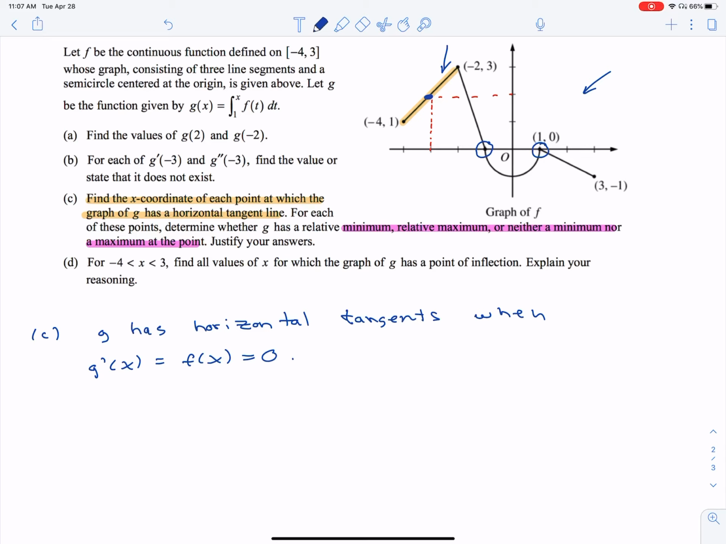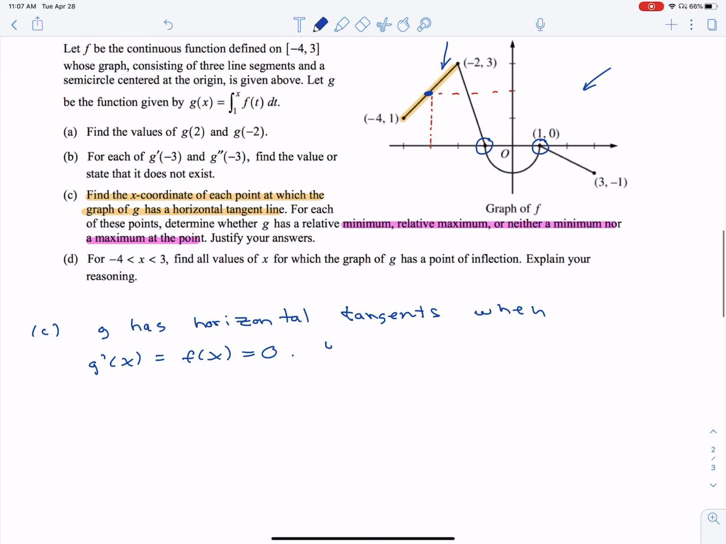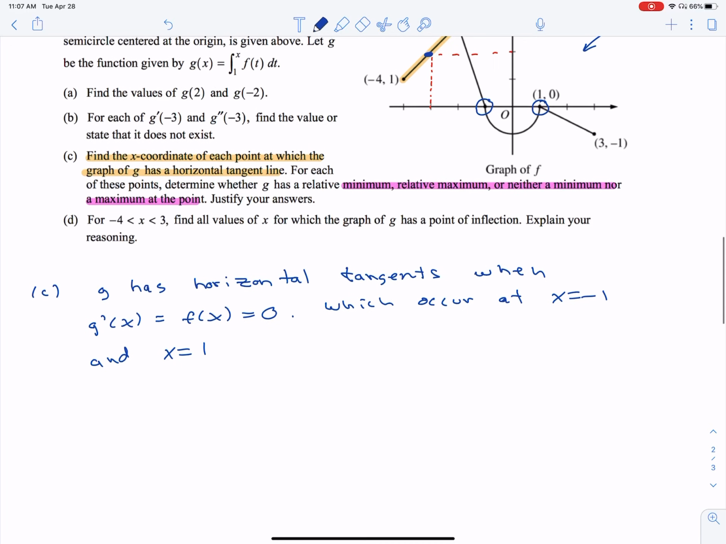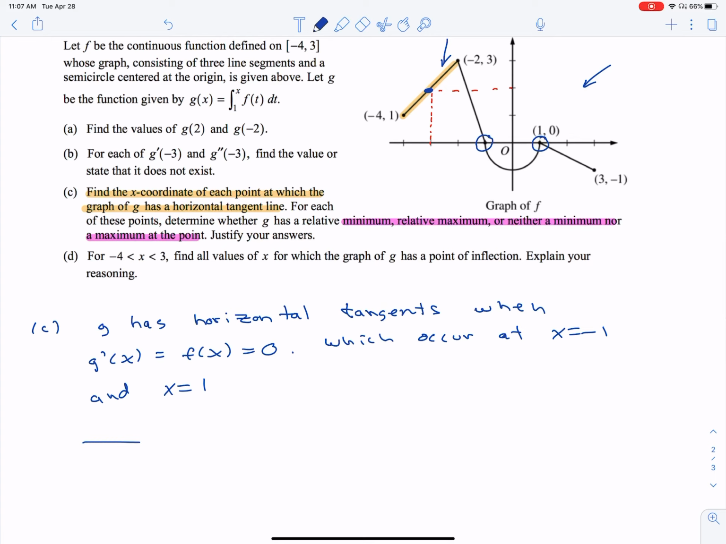So those two places are, let's see, how about, let's say, I want to just sound smarter. So I'm going to say, which occur at x equals -1 and x equals 1. Okay, orange highlighted part taken care of. I've said there are some horizontal tangents here. Here they are. Okay, the second part. Now they want to know, are they relative minimums, maximums, or neither? So, again, this is just for talking purposes, let's go and plug those numbers in.